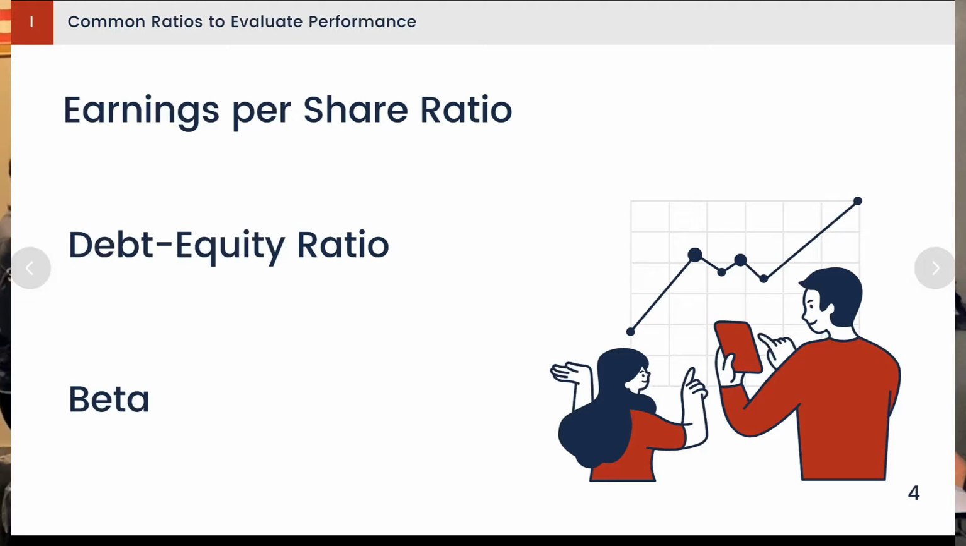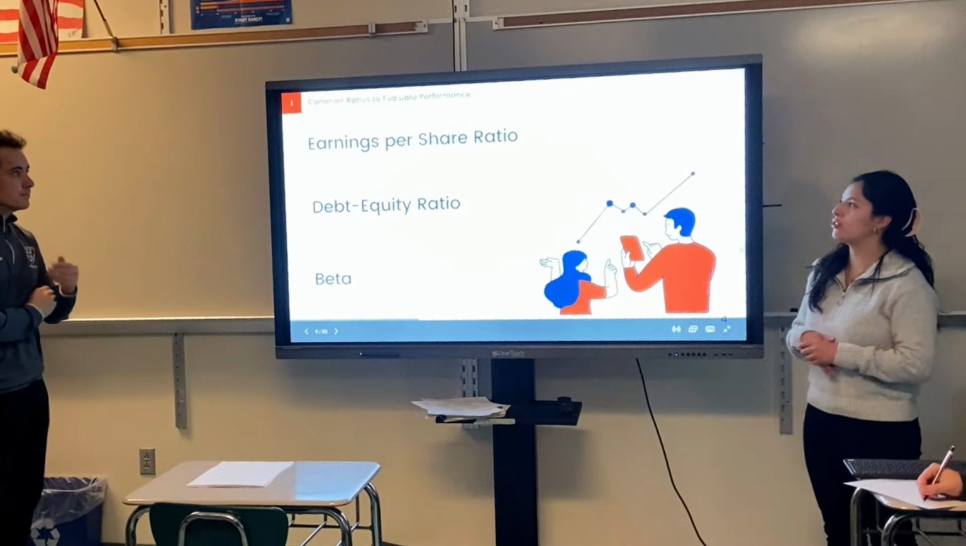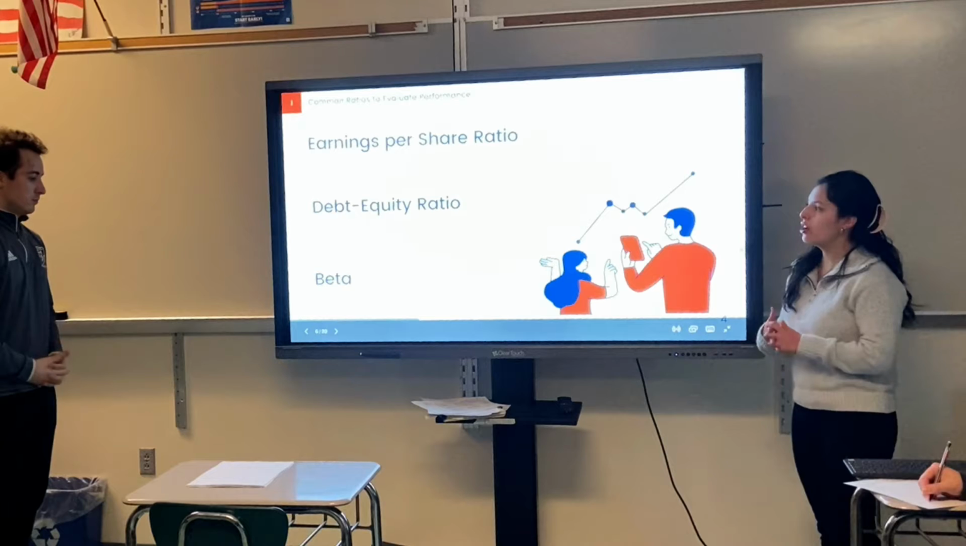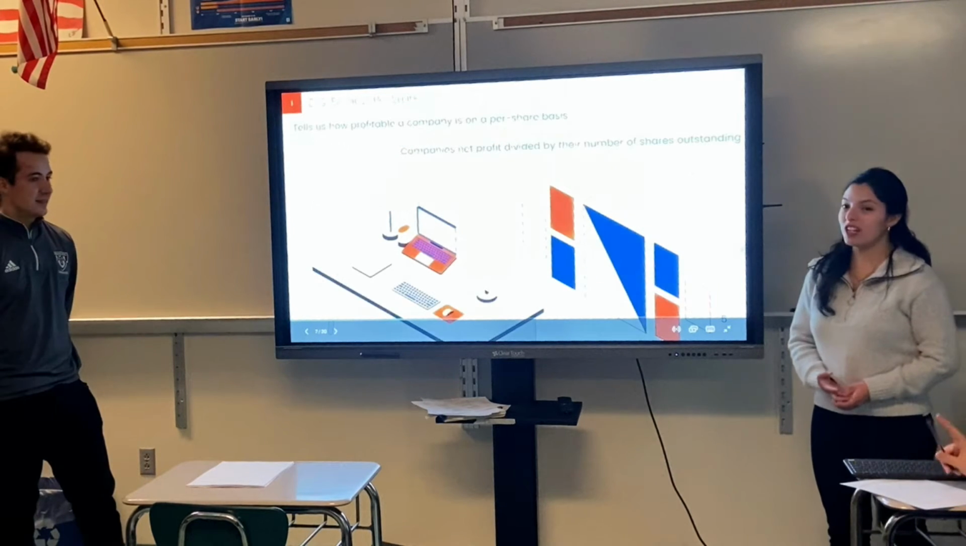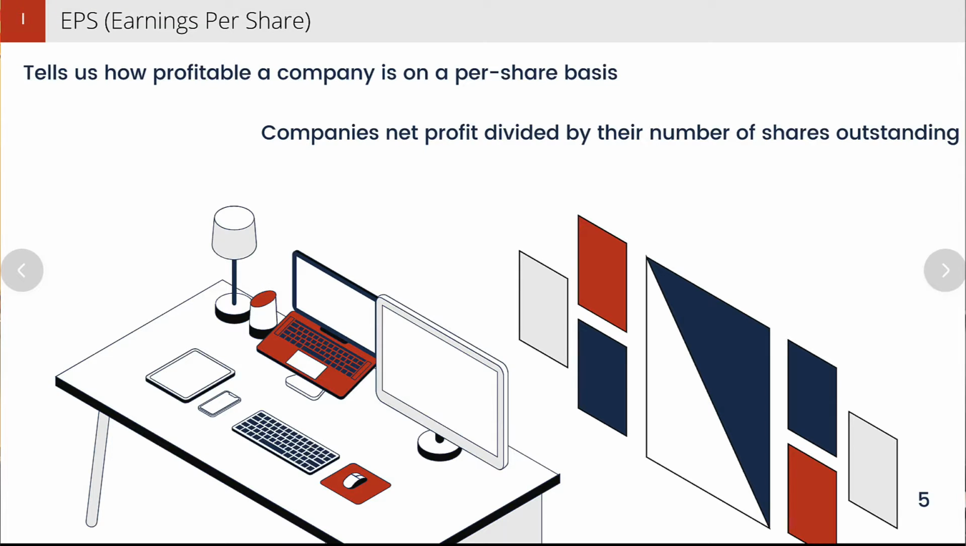Now we're going to start looking at ratios, and this is exactly why you want to see what type of assets you have in your income statement. So you have your earnings per share ratio, your debt equity ratio, and your beta, which we'll talk about later. It's not a ratio. The first one we're going to look at is earnings per share.